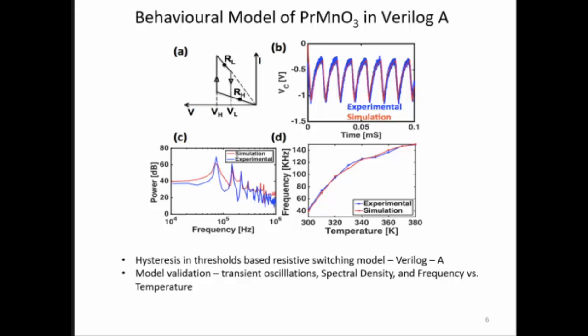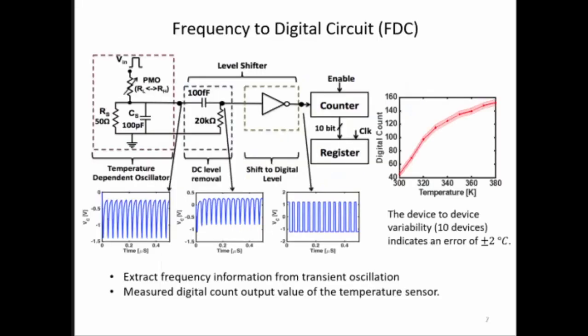We see that this kind of behavioral model is sufficient to capture the oscillation characteristics of the experimental oscillations. This is the comparison. Similarly, the frequency versus temperature of the simulations also match well with the experiments. This model is what we'll henceforth use to characterize the frequency versus temperature in a circuit scheme in which you convert the frequency directly to digital counts.